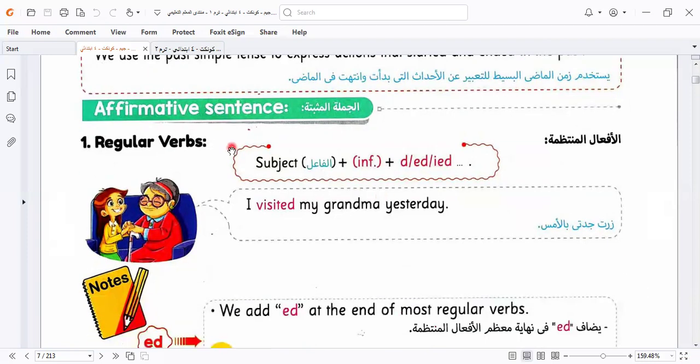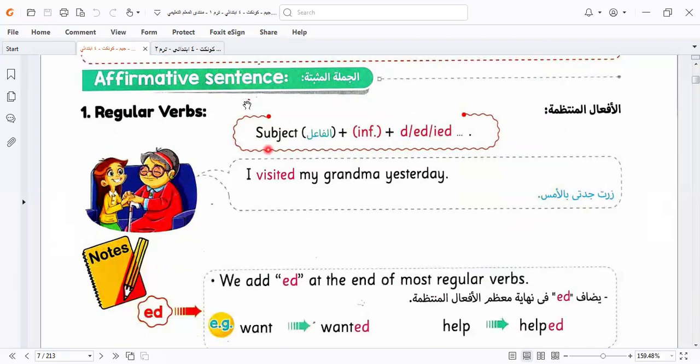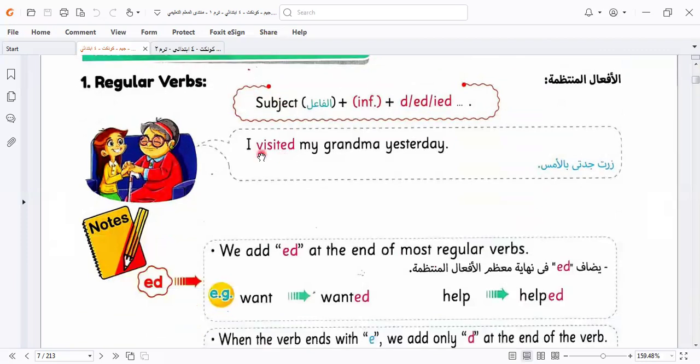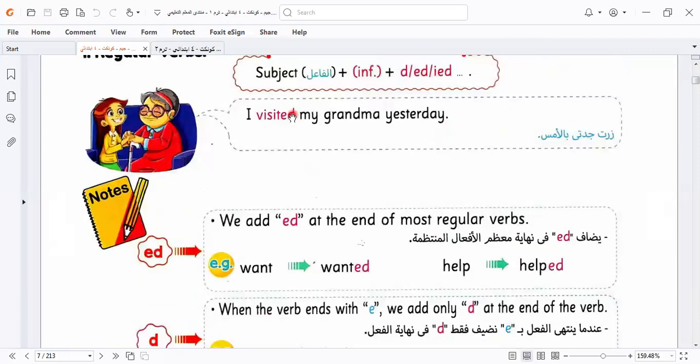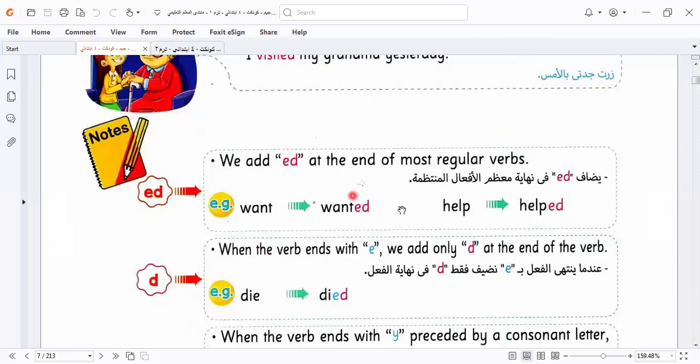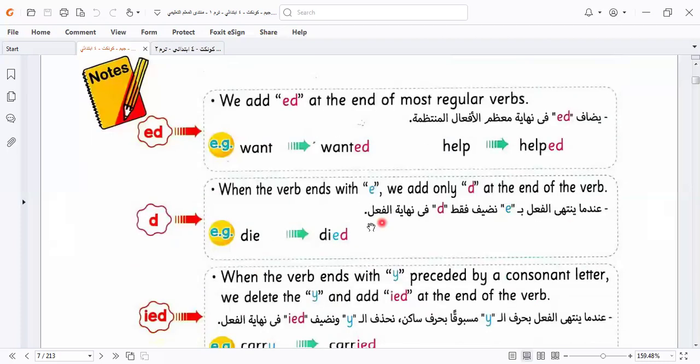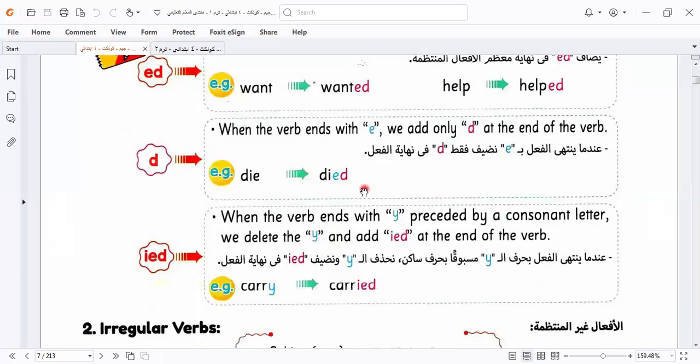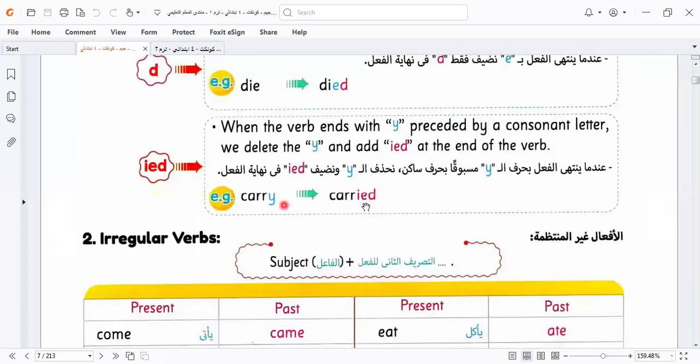Let's go to another item here. Here we have affirmative like this. When we use affirmative in regular verbs, we're adding -ed only, like we say visited, wanted, helped. Here we have died. We omit the i and put -ied here. Okay, here we have carried. We omit the y and add -ied.